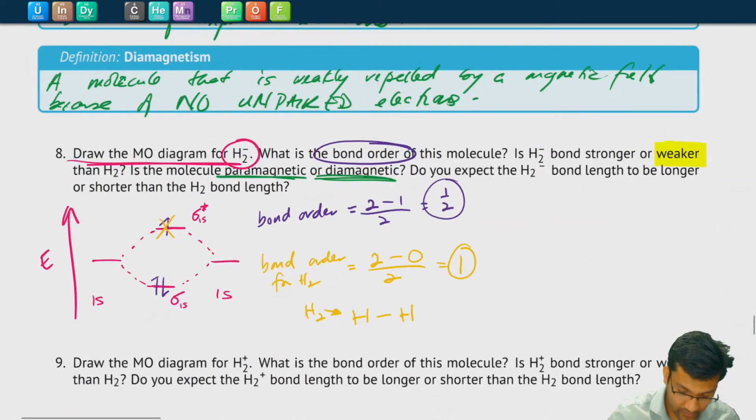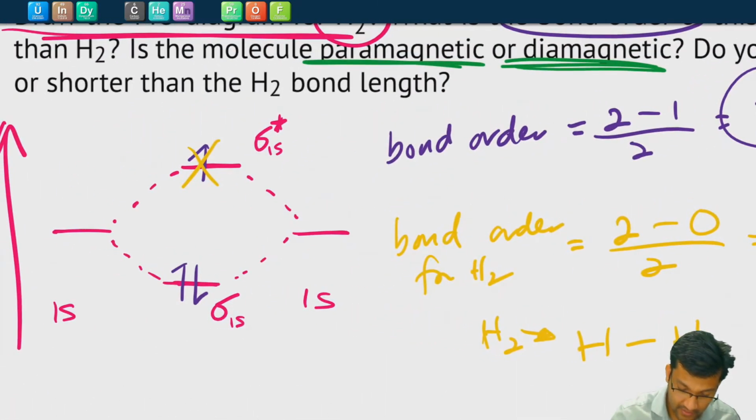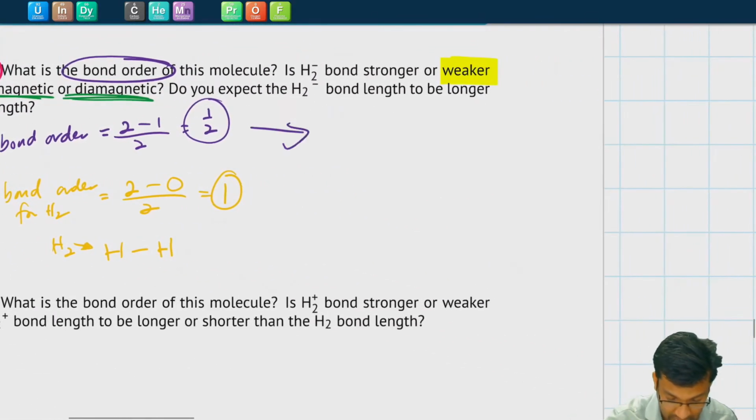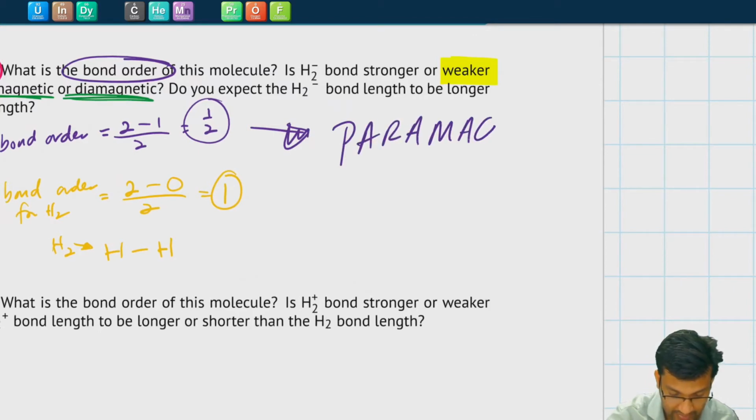So in this example of H2 minus, there's 1 unpaired electron in the molecule right there, which I just erased accidentally. And so H2 minus would be paramagnetic.